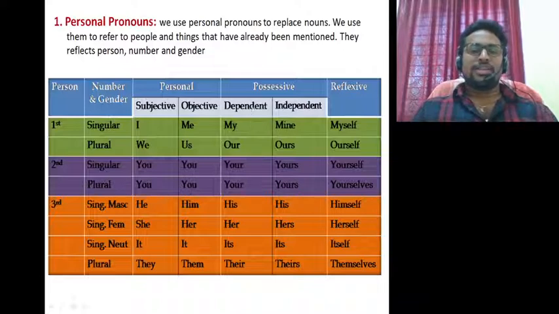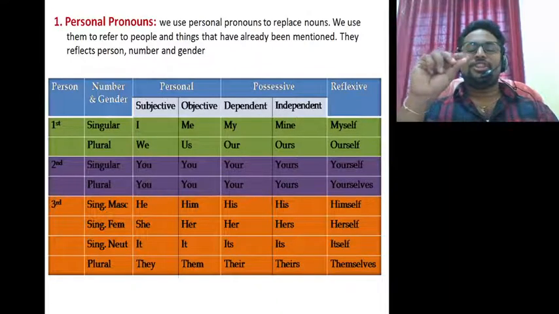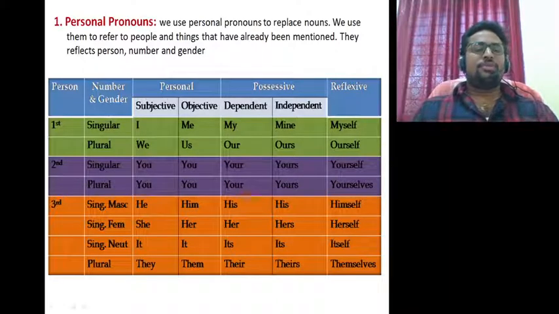So now, please don't confuse yourself. We are discussing the personal pronoun. Personal pronouns always represent the person, number, things, gender that have already been mentioned in the sentences. We know subjective pronouns, some of the personal pronouns. We have to use them in the subjective place. They are I, we, you, he, she, it, they. These all are called subjective pronouns.